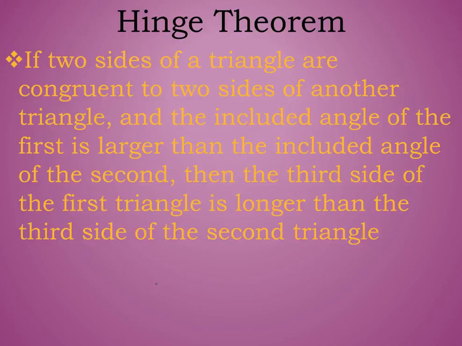In the hinge theorem, it's saying if two sides of a triangle are congruent to two sides of another triangle, and the included angle of the first is larger than the included angle of the second, then the third remaining side of the first triangle is longer than the third side of the second triangle. So what you're essentially having is almost like a side angle side case from our congruent triangles.